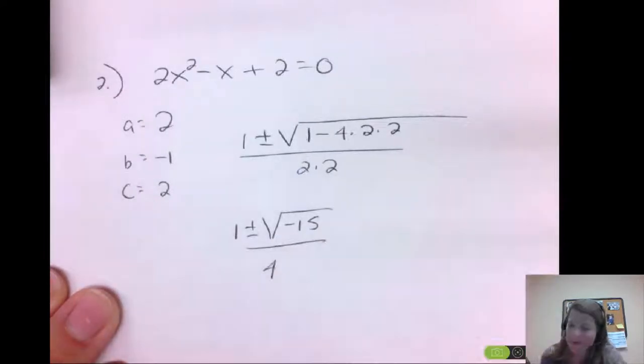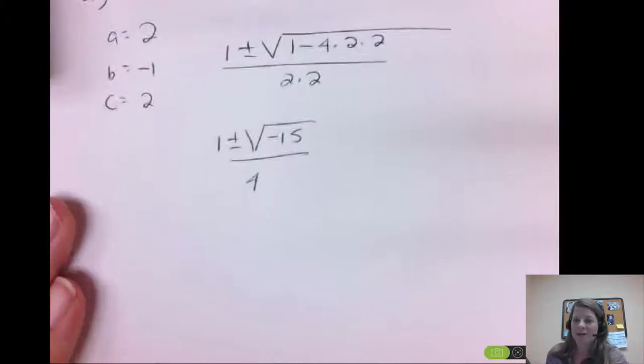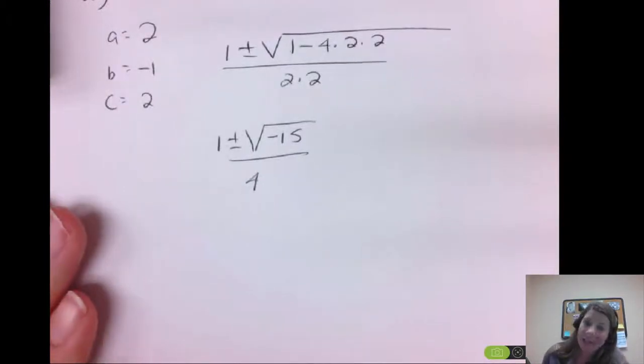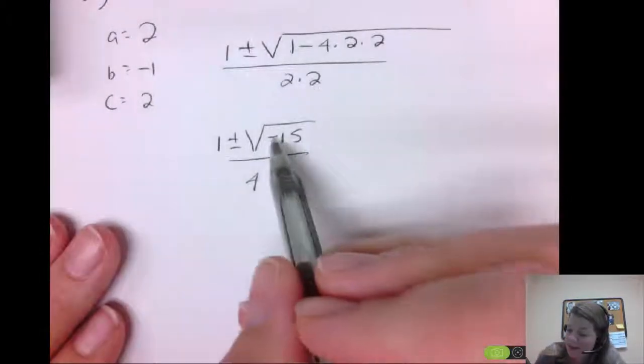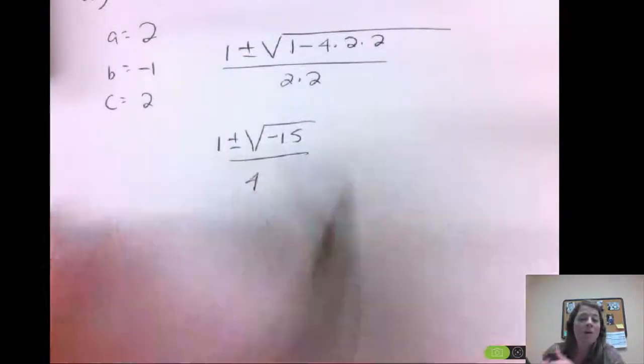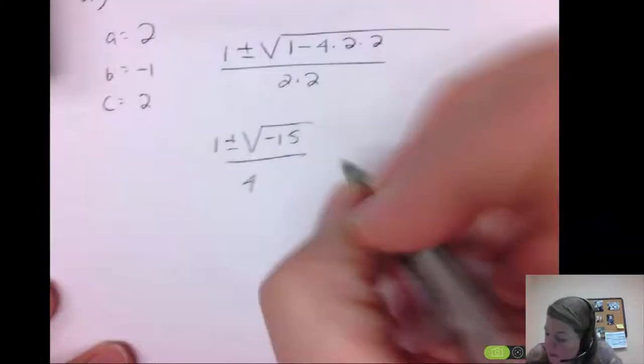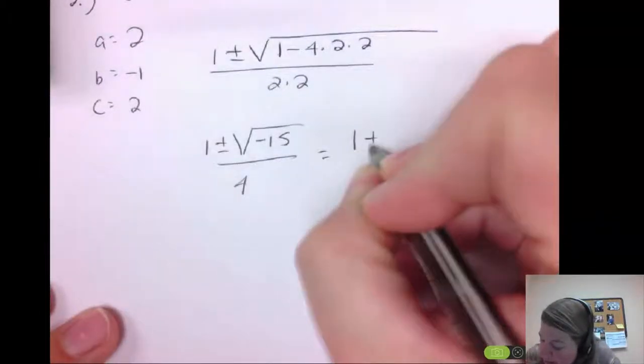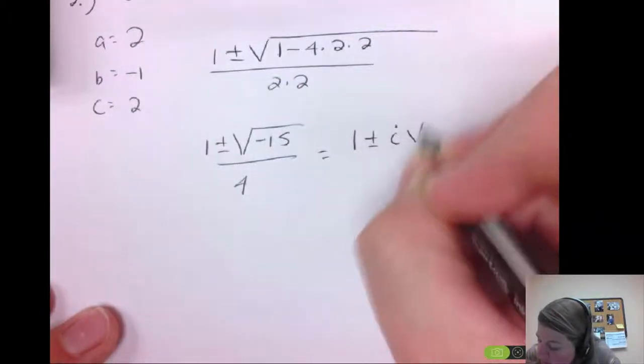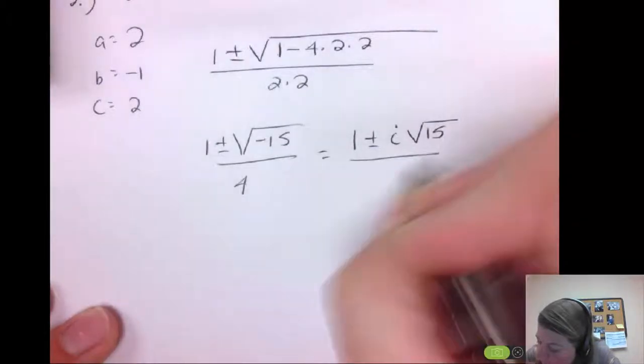And again, this is why we had to look at imaginary numbers. Well, we're pretty much done, or very, very close, but we have to take this negative out and know that it represents i, an imaginary number. So we would take that out. So we have 1 plus or minus this kind of cursive i, square root 15 over 4.